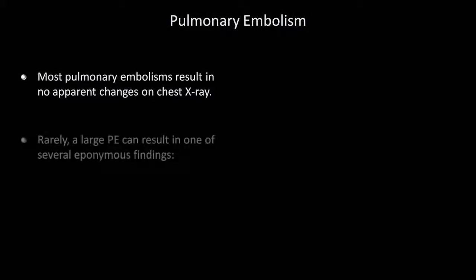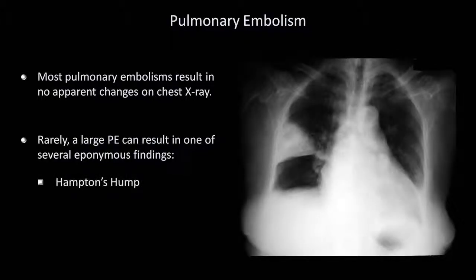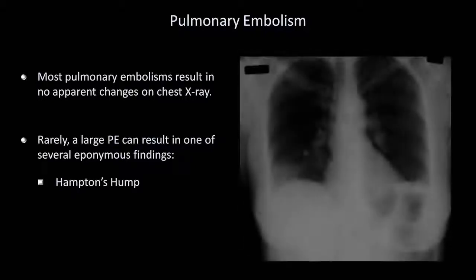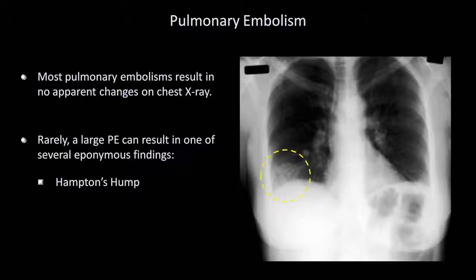Most pulmonary emboli result in no apparent changes on chest X-ray. Rarely, a large PE can result in one of several eponymous findings. First is the unfortunately named Hampton's hump. This is a wedge or dome-shaped, pleural-based opacity due to lung infarction. This opacity may take months to resolve and frequently leaves scarring in that region. Sometimes Hampton's hump can be a little bit more subtle.